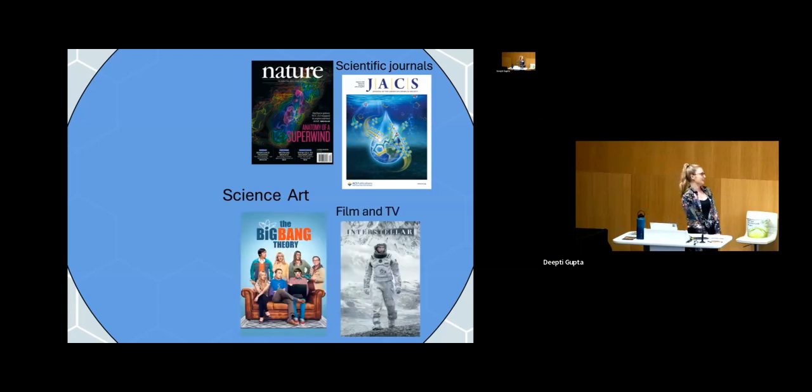Also, visual media. I think this gets forgotten a lot, film and TV. Both of these examples on the screen had actual scientists working in the production crew to make sure the science within the film or TV program was as correct as possible.